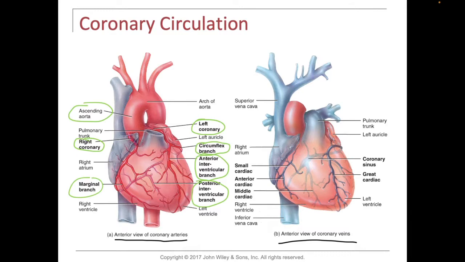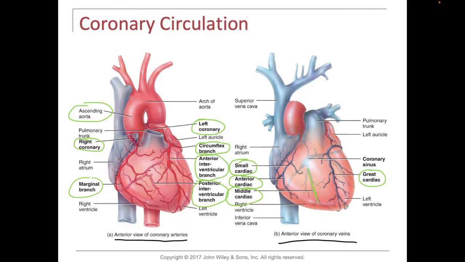Now on the venous side, we have a small cardiac vein here. We have an anterior cardiac vein here. We have a middle cardiac vein right here. That would be on that posterior side. And then we have this great cardiac vein.